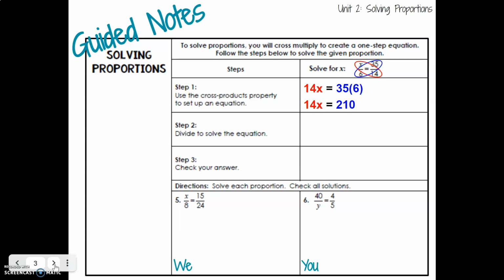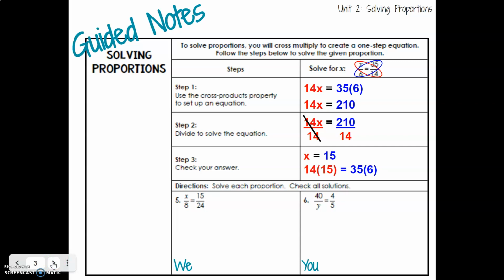I now need to divide. This is my one-step equation. I need to divide to solve for x, so I'm going to divide by 14. 14 is multiplying by x, so I need to do the inverse operation, which is division. I'm going to take both sides and divide by 14 because what I do to one side, I have to do to the other to keep it balanced. That 14 cancels out, and I'm just left with x. I now need to divide 210 by 14. Excuse me. And now I have x equals 15.